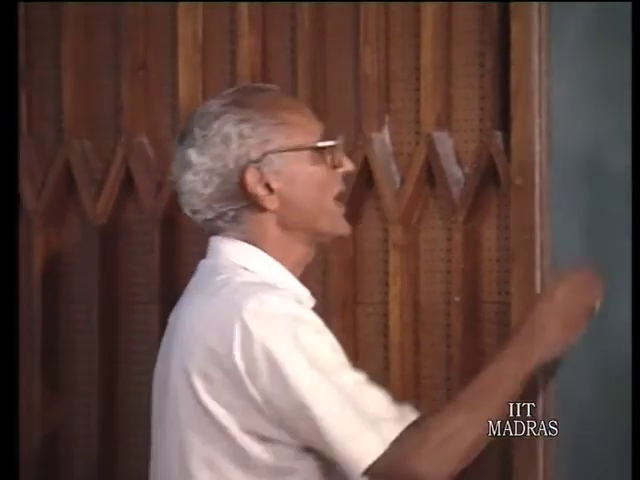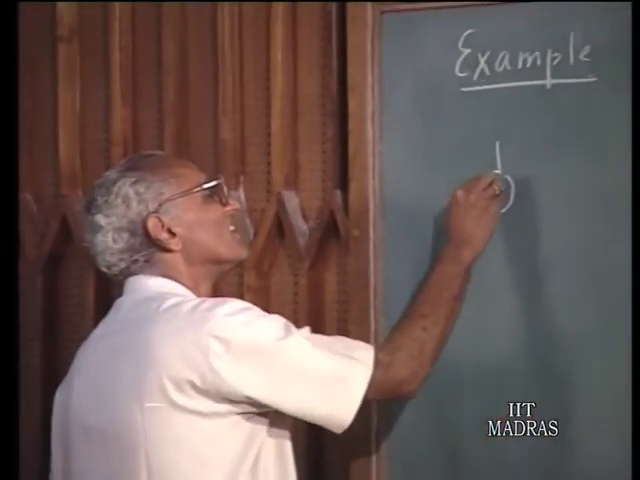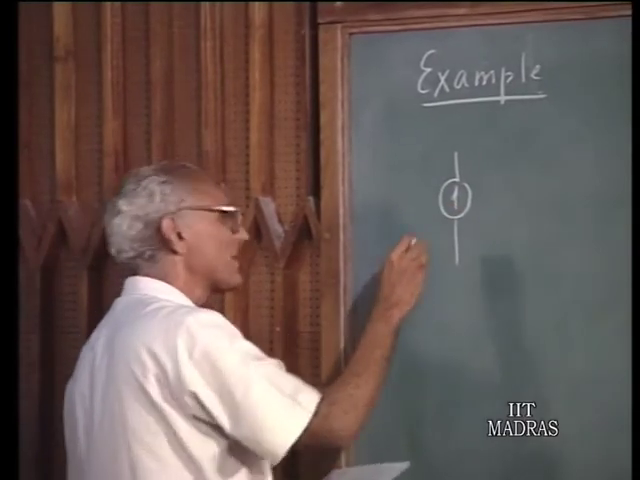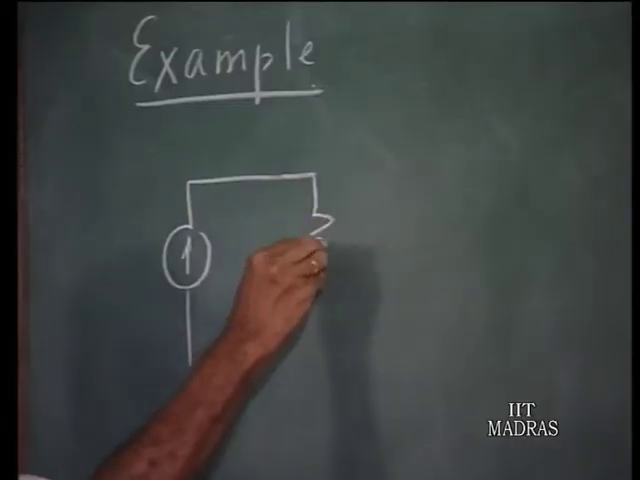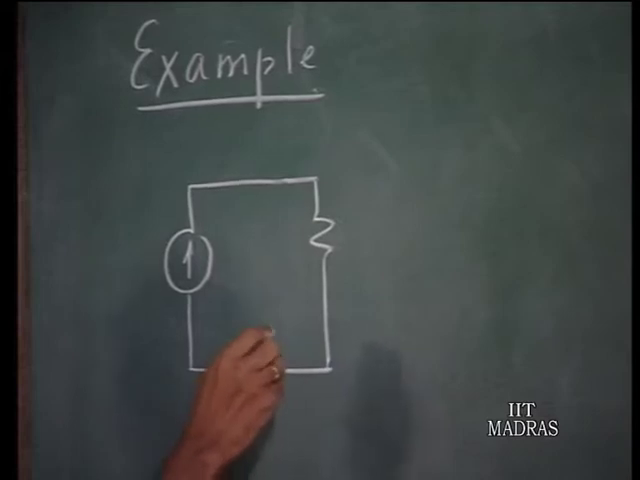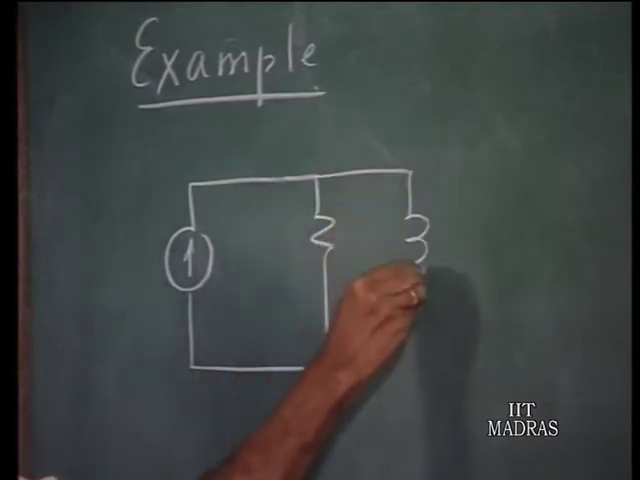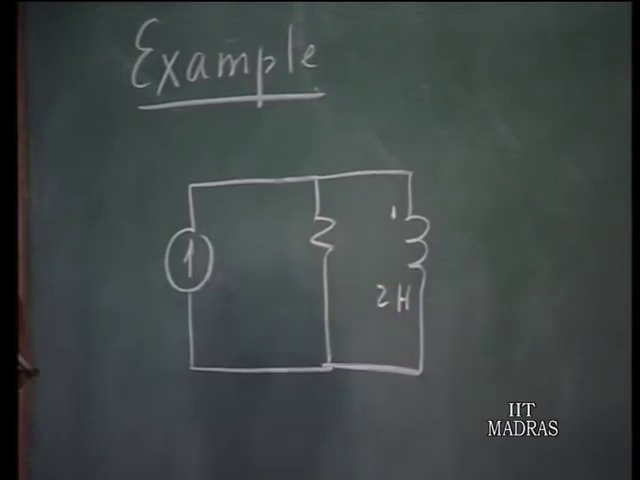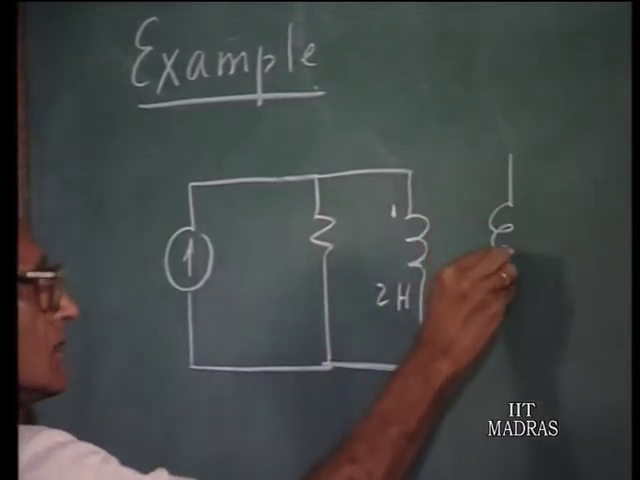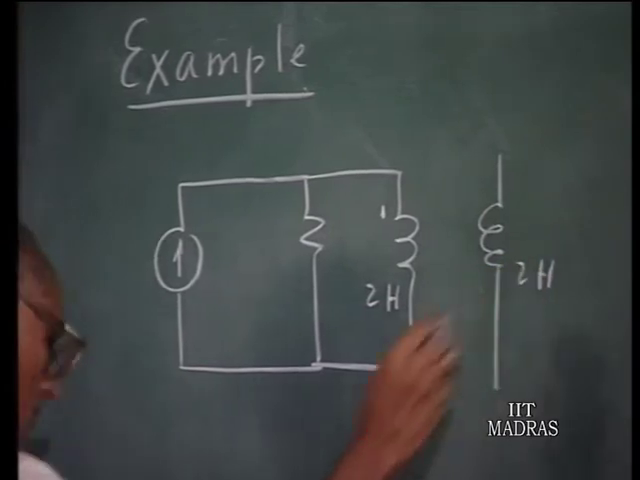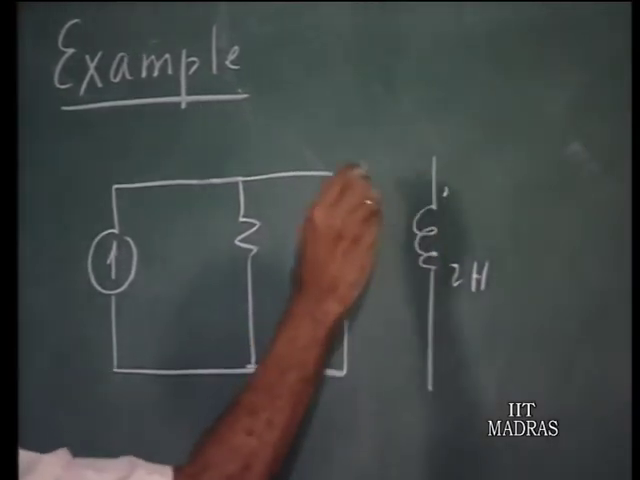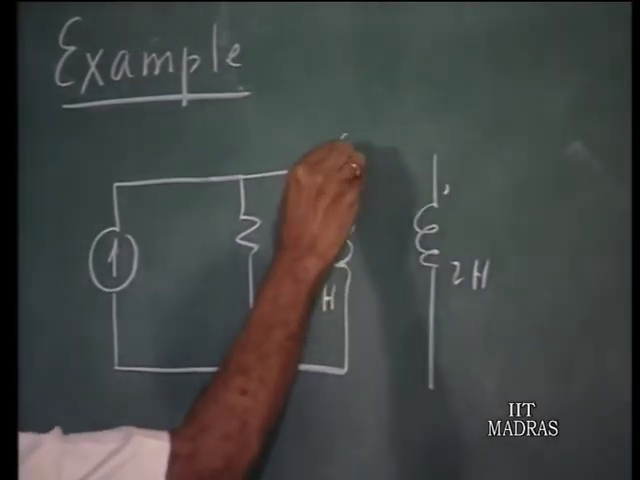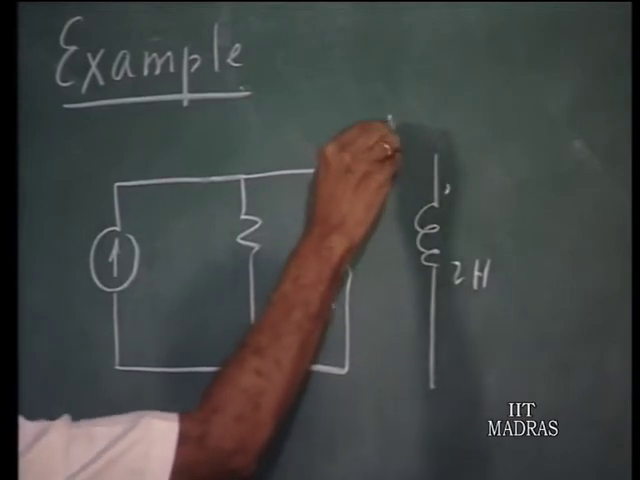In this example we have a circuit with a pair of coupled coils having this arrangement: 2 Henries, and let this also be 2 Henries self inductance, and let the mutual inductance between these two coils be 1 Henry.